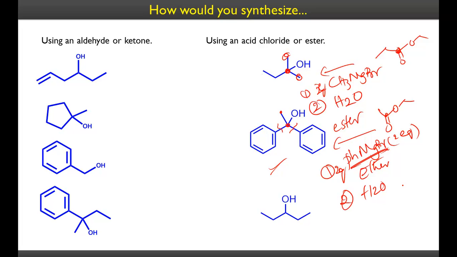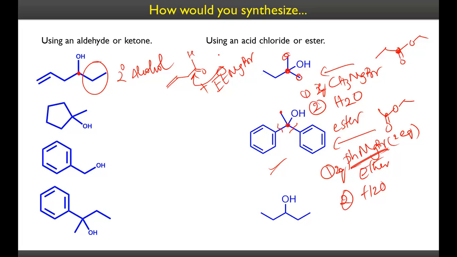Why not, right? So this I would rather make from an aldehyde, because this is a secondary alcohol, right? So in the secondary alcohol case, you just take one side as an aldehyde. For example, I'll take this side as an aldehyde, and then this side would be alkyl magnesium bromide. That's an ethyl group, so I would take ethyl magnesium bromide and add it to the aldehyde, and that becomes an alcohol.